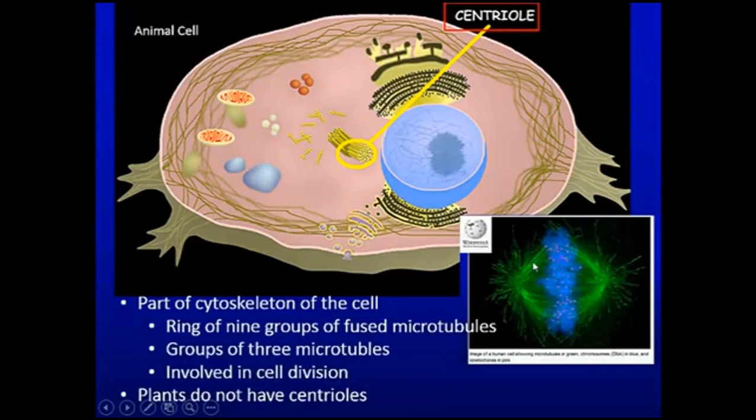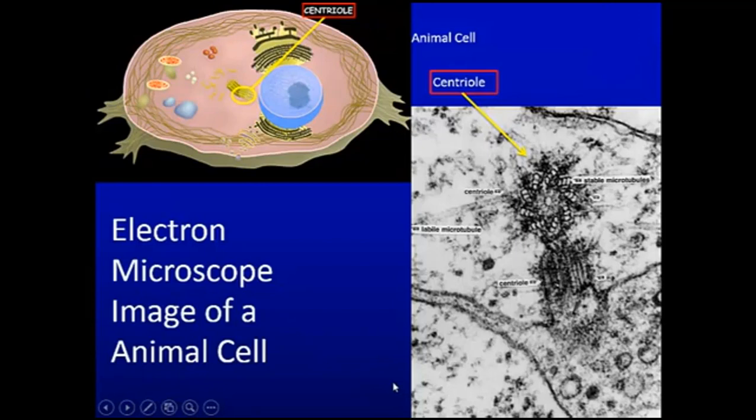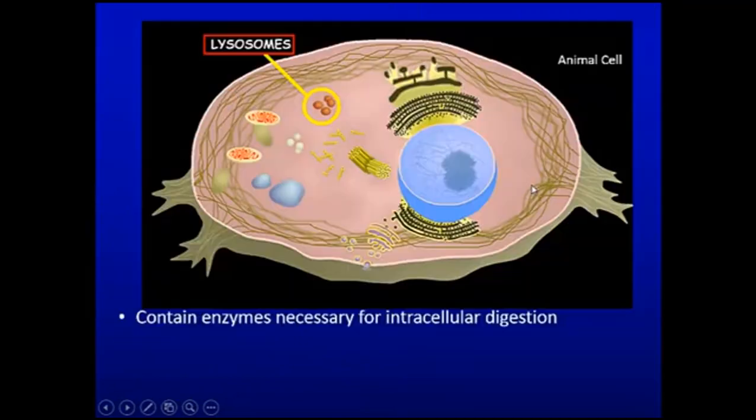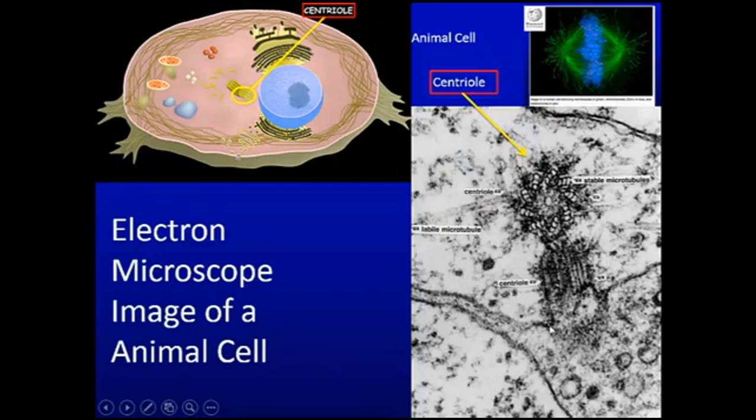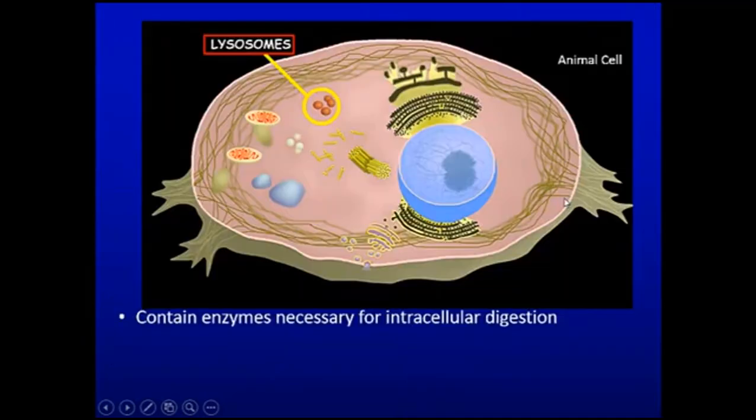A centriole is associated with organized microtubules that pull chromosomes apart. Plants do not have centrioles. And here we see the centriole is nine sets of triplet microtubules, and that's what makes your centriole, which organizes things, as we say. In fact, here you can see some labile microtubules radiating away from the centriole.